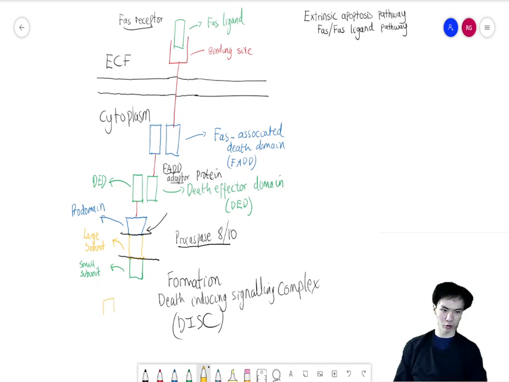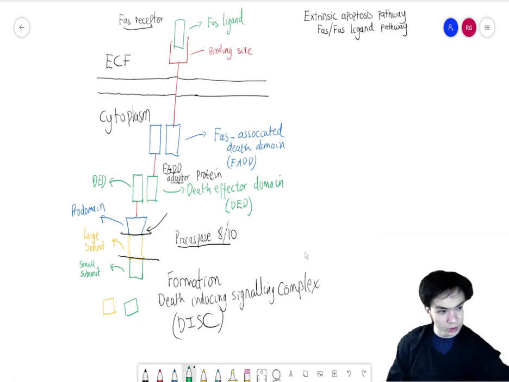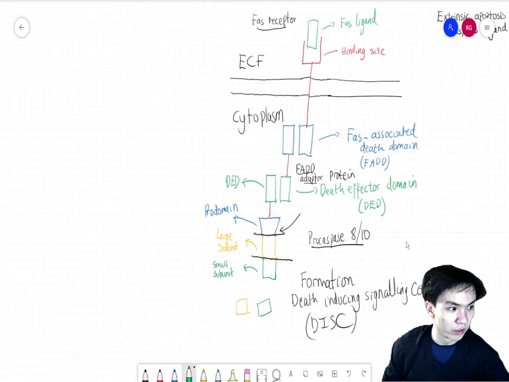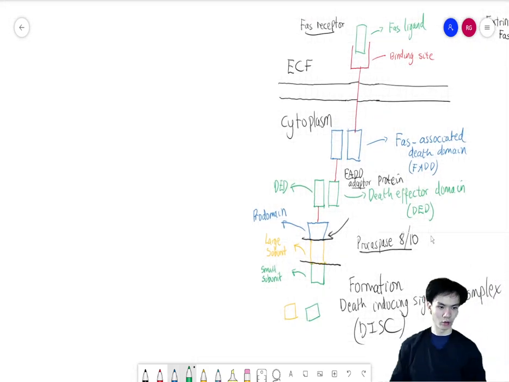You get these two cleavage sites, and that's going to separate all three of these domains, essentially, and subunits. So you're going to get your large subunit and your small subunit separated from the pro domain. And these two subunits are what's going to matter. They are going to form your active caspases. And we will get to that over here. So after forming the death inducing signaling complex, we're going to free a large subunit and small subunit of our pro-caspase 8-10. And they're going to dimerize.